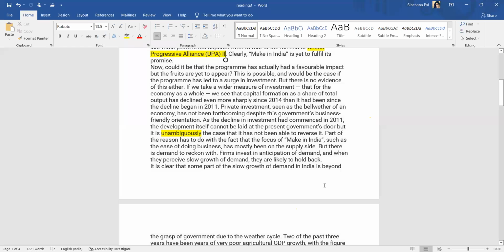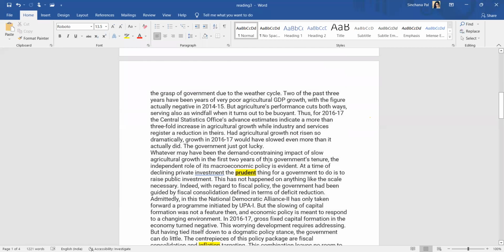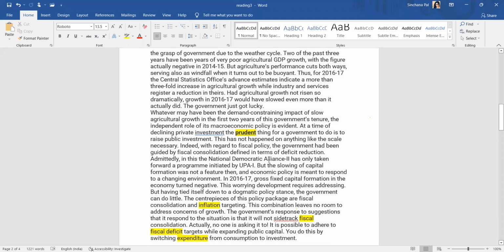Unambiguously. Unambiguous means when you are very clear, you do not have any ambiguous motive. Unambiguous means not open to more than one interpretation. Prudent means acting with or showing care and thought for the future. Fiscal means relating to government revenue, especially taxes. Deficit means shortage, scarcity, all this.